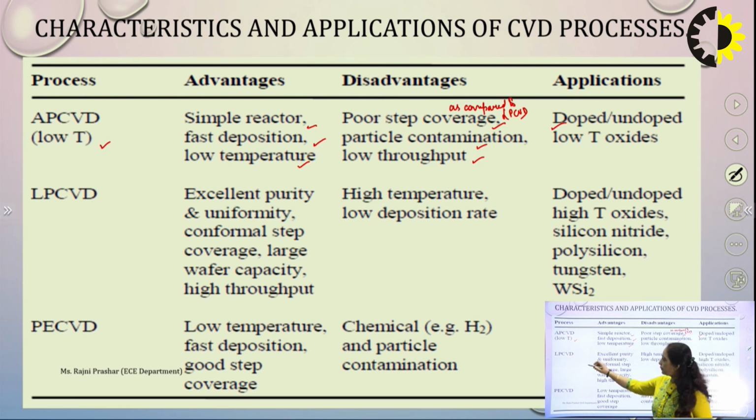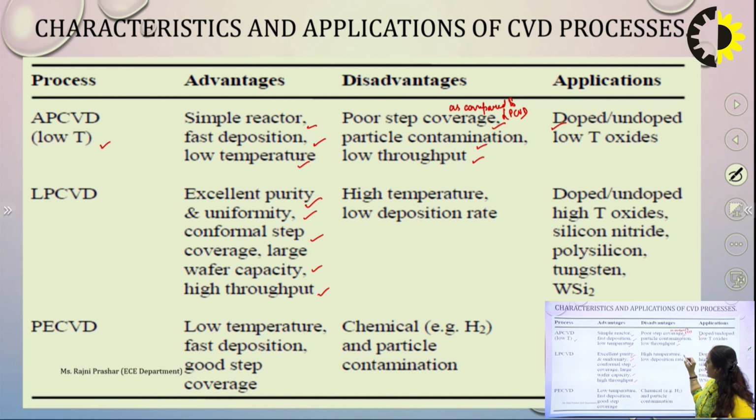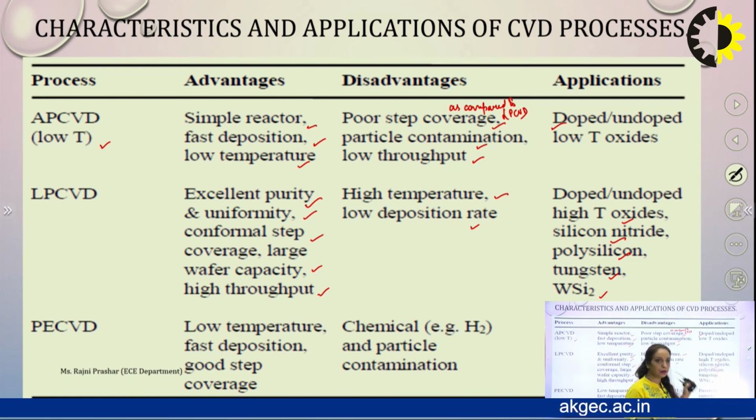Next, we have low pressure chemical vapor deposition. It has excellent purity. It will provide uniformity throughout the deposition process. Conformal step coverage will be there. Large wafer capacities can be handled, and it will have a very high throughput. It is generally carried out at a high temperature, and the deposition rates are low, very low as compared to atmospheric pressure CVD. Generally it is used for doped and undoped oxide material, silicon nitride, polysilicon, tungsten and tungsten silicide. So for the deposition of all these materials, we generally prefer the LPCVD process.